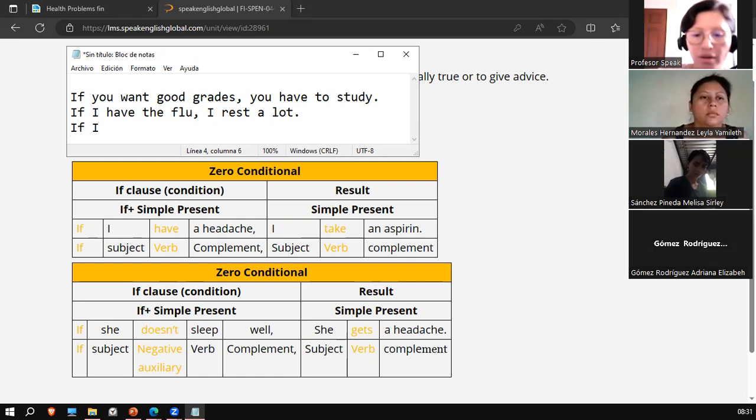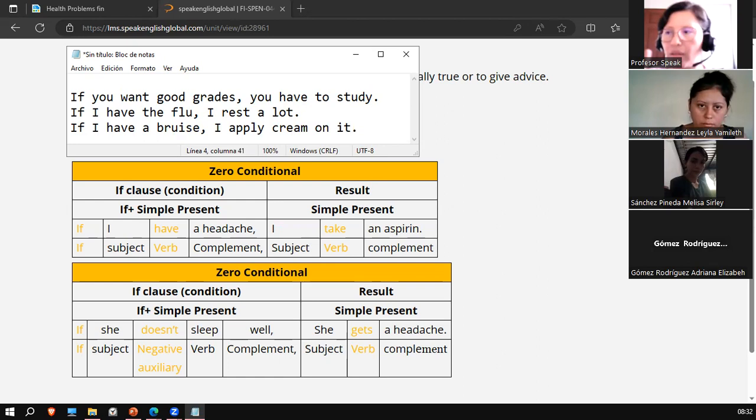If I have a bruise, comma, I apply cream, okay, on it, sobre él, ¿verdad? If I have a bruise, I apply cream on it. Bueno, no cualquier crema, ¿verdad? Sino que una crema tópica que sea para eso. If I have a bruise, I apply cream on it, okay? And I don't know, guys, if it's clear, si vamos comprendiendo o si hay alguna duda al respecto.